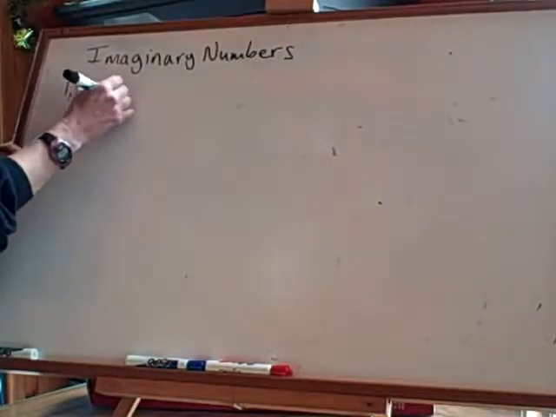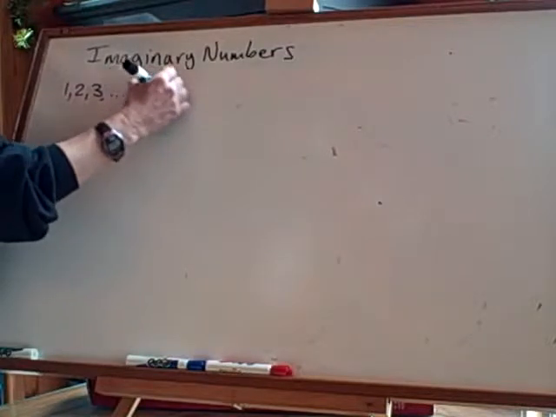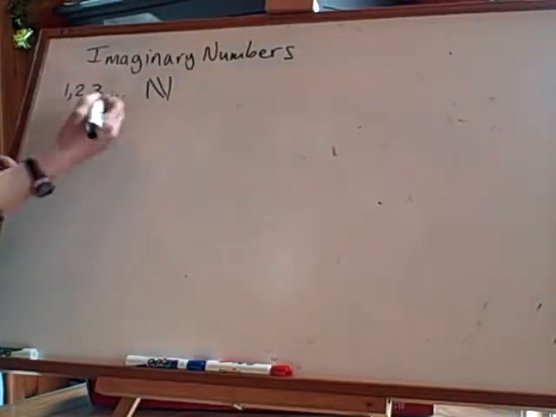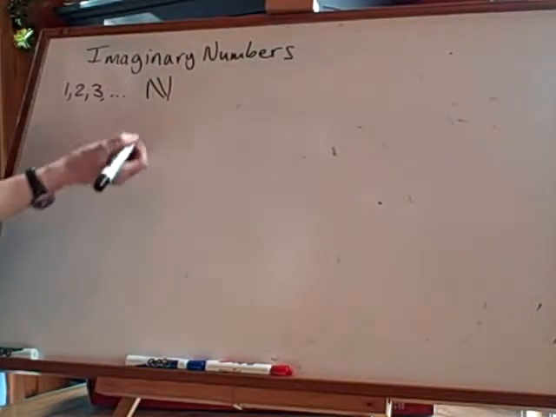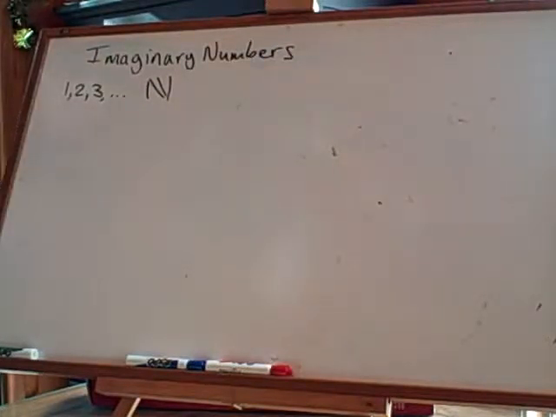1, 2, 3, yada, yada, yada. Those are all part of what are called the natural numbers. It starts with the number 1 and just keeps going and going and going. You could think of Roman numerals. Have you ever seen a Roman numeral 0? No, because they don't have a Roman numeral 0.